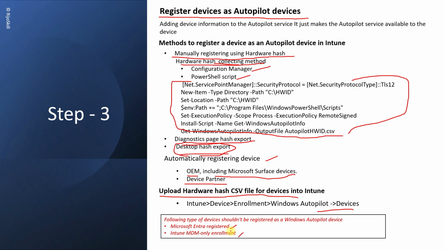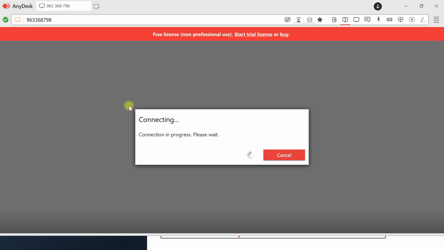So now you understand how we can register the device in the Autopilot device in the Intune portal, manual and automatic. So now we will go for step 3. So how can we do this? I just take the hardware hash from another PC, so I will now remotely connect to that PC. Okay, so here you can see one of the devices I already connected remotely. We will try to connect to this device now.